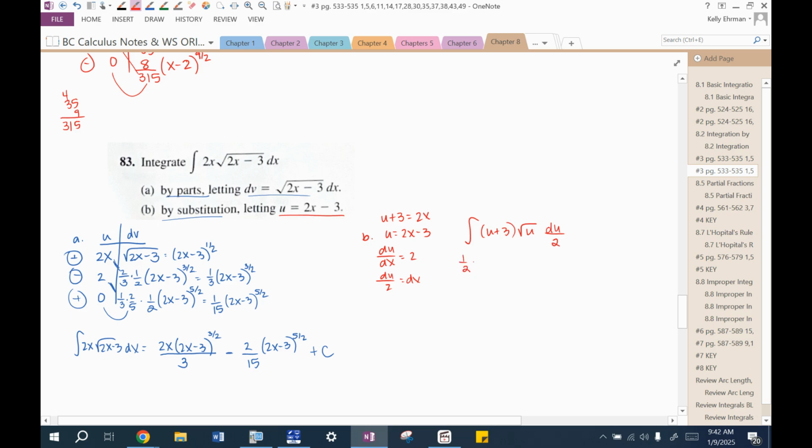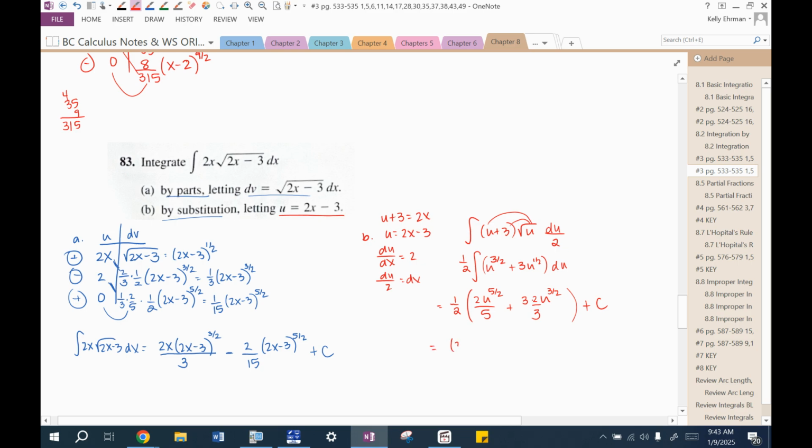And so I can pull a 1/2 out here. We can distribute this through. So u to the first times u to the 1/2 is u to the 3/2. My pen just ran out. Hold on. So that's u to the 3/2 plus 3u to the 1/2 du. And that is 1/2 times u to the 5/2 times 2/5 plus 3 times u to the 3/2 times 2/3 plus c.